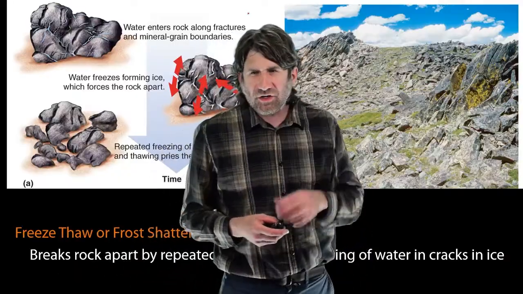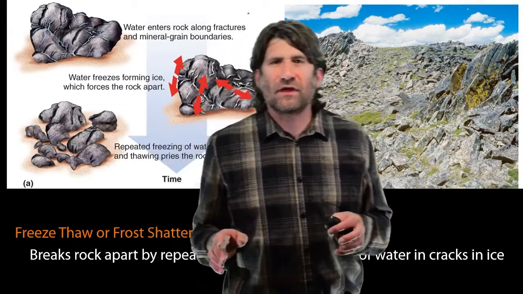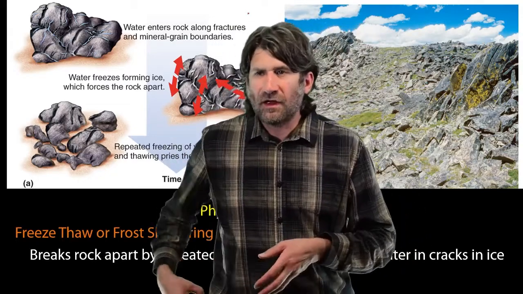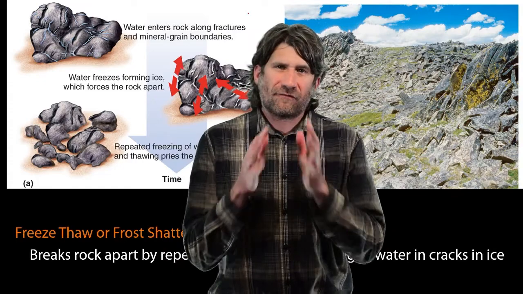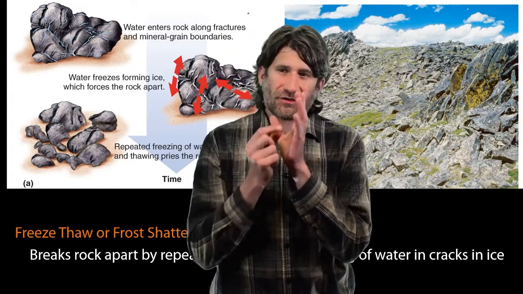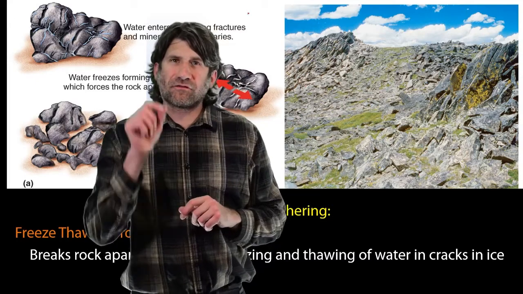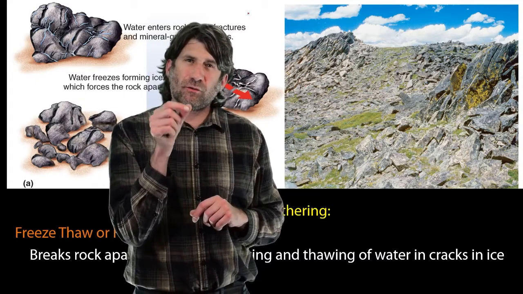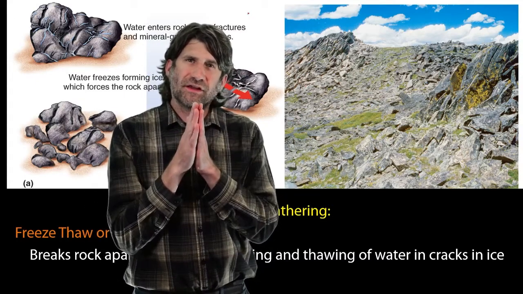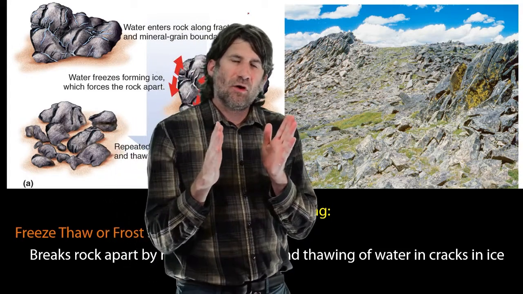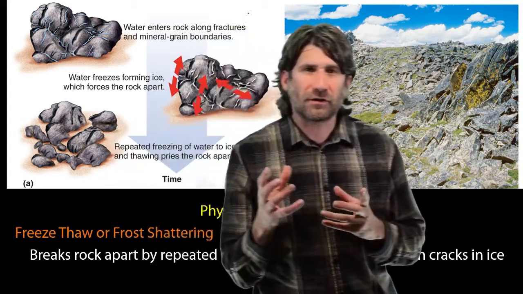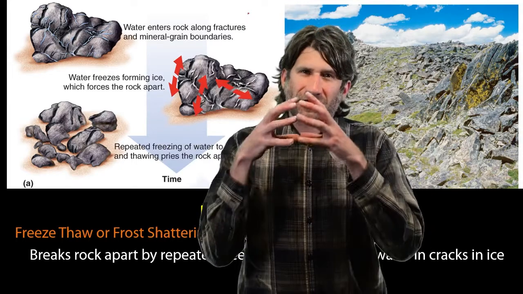All right, let's get on to two more physical weathering processes to finish up with. These involve voids. We have a void in the rock, and we're going to put something in that void. The first one is if we put water in a void, and then we cool that water down and we freeze it, it turns to ice. What happens when you freeze water, especially in a confined location?